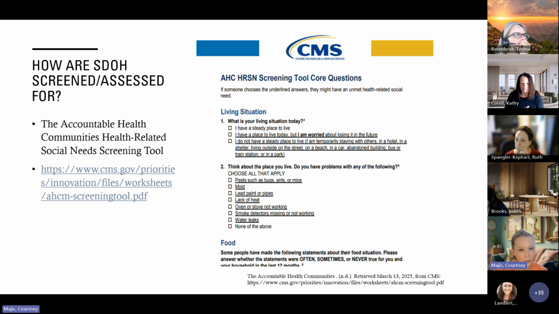And it's nice because it's a structured assessment. If a facility or organization chooses to use it, everybody is going to be collecting the same information in the same way. This is also one that could be used in different settings: inpatient, outpatient, clinics, or if you're coming into the hospital for an outpatient procedure.